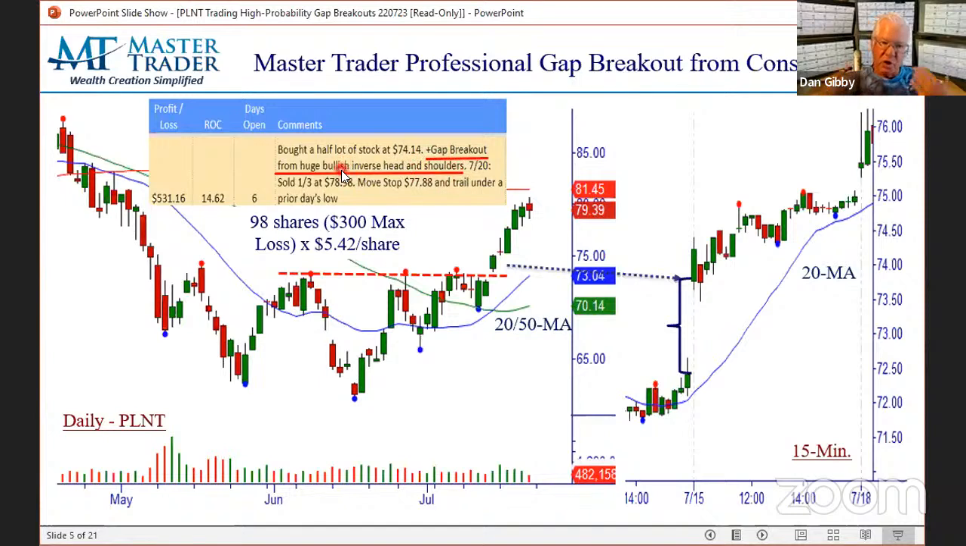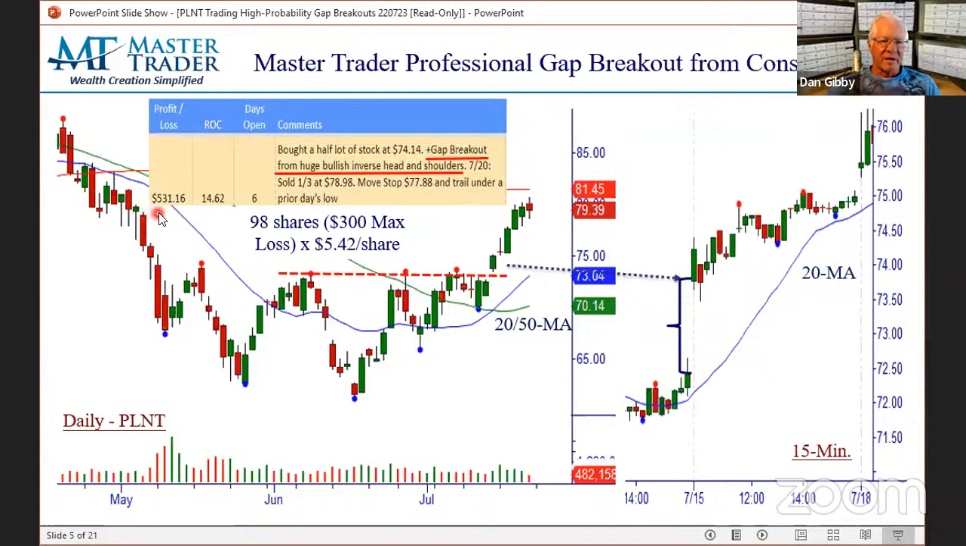But this is a closed trade, which is why it's in this format in our closed spread trade sheet for our subscribers. So we bought a half lot here. It says 74.14. So I guess we got in right around in here somewhere. And then we give the technical reason: a bullish gap breakout from a huge bullish inverse head and shoulders bottoming pattern. And then we give trade management, we give stop loss.